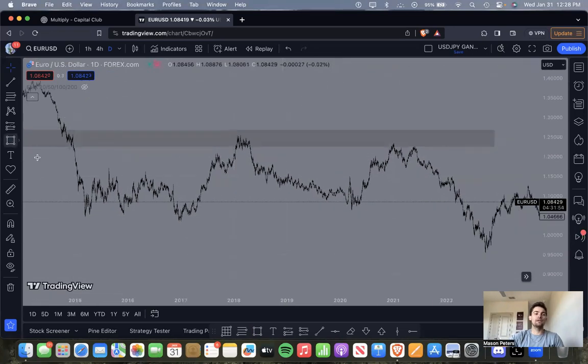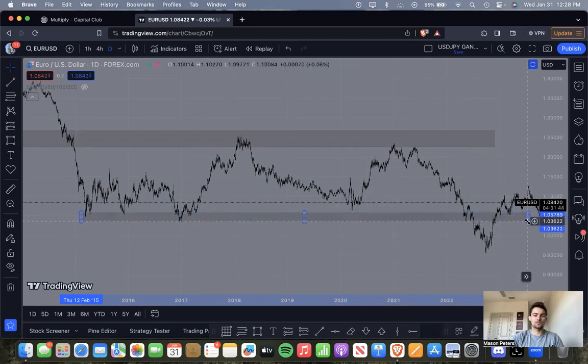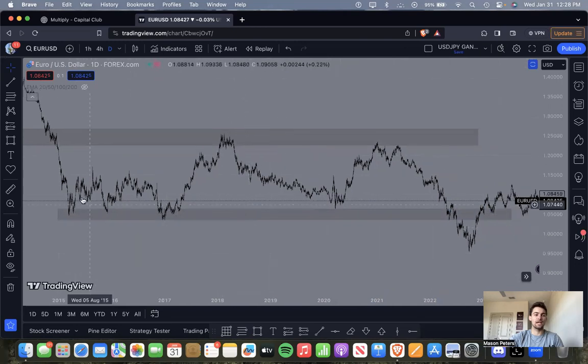So where did people demand euros? At $1.04. In 2015, people demanded euros at $1.05. It made price go higher, right? Price finally shot all the way back up to $1.24 in 2018. And then in 2019, 2020, from that range period, it looks like the dollar gained strength again. And then COVID hit in 2020.